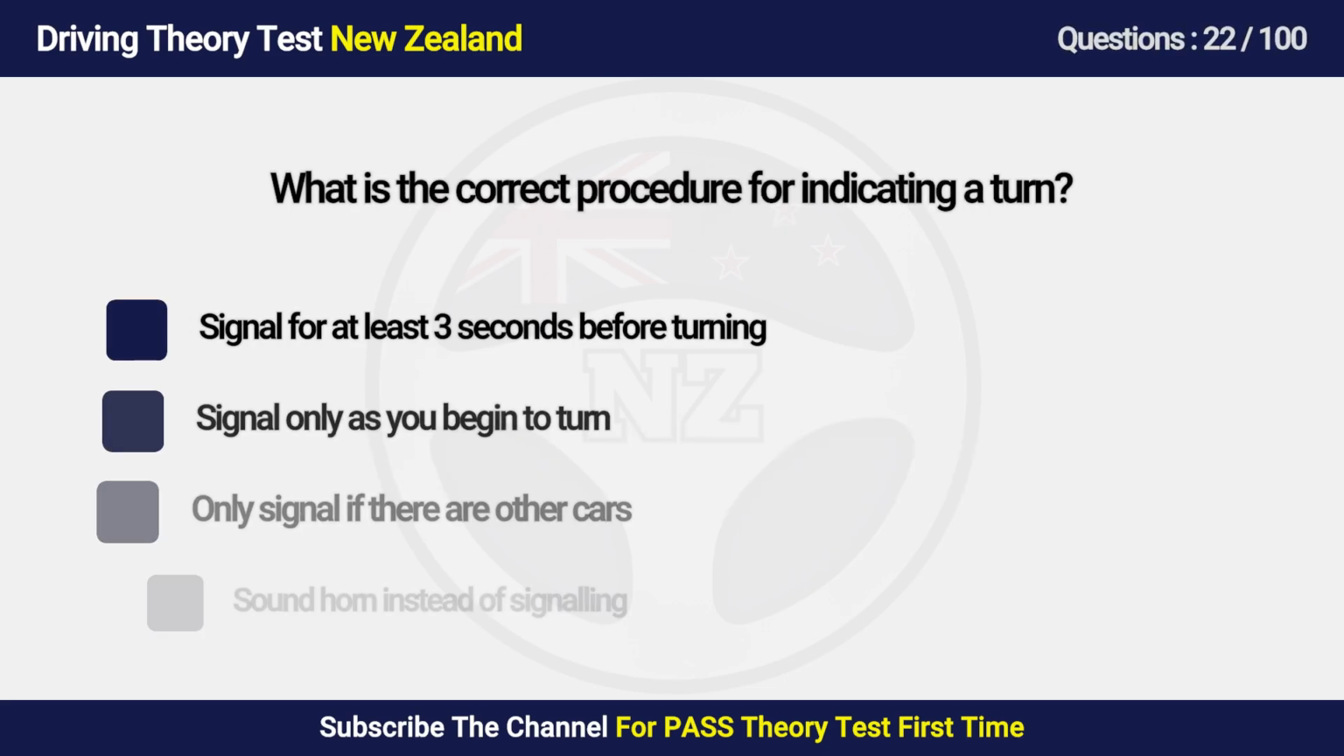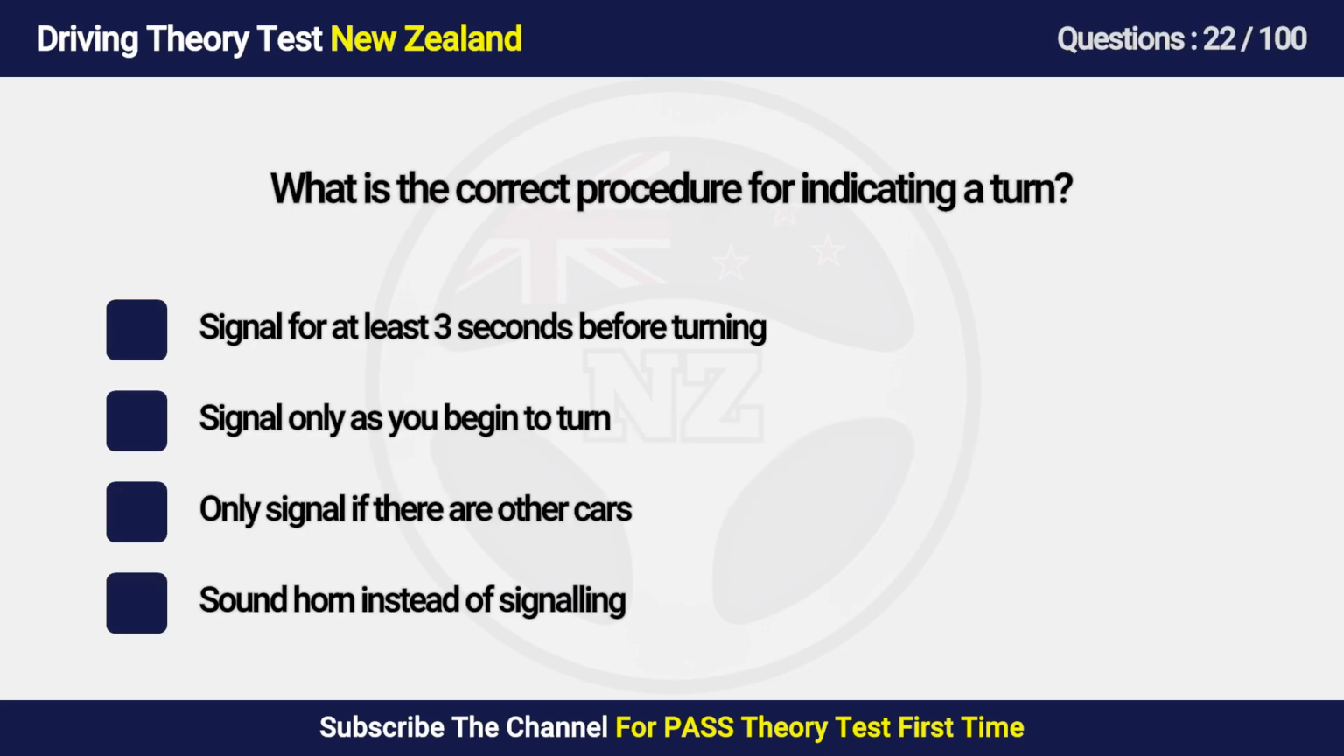Question 22. What is the correct procedure for indicating a turn? A. Signal for at least 3 seconds before turning. B. Signal only as you begin to turn. C. Only signal if there are other cars. D. Sound horn instead of signaling.